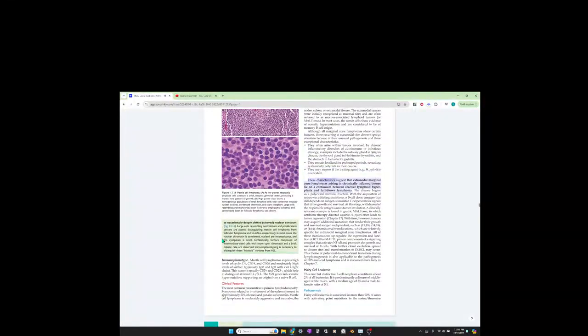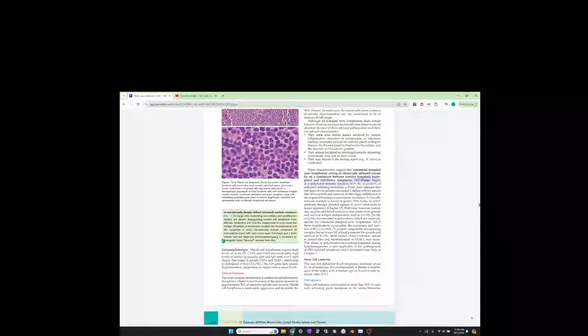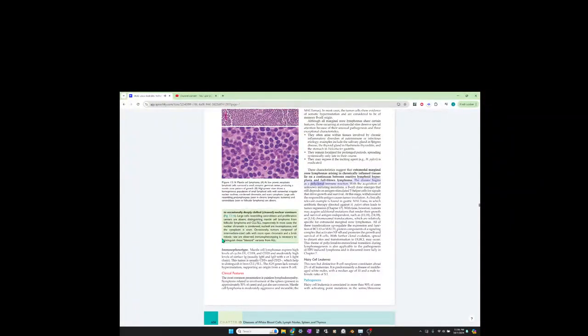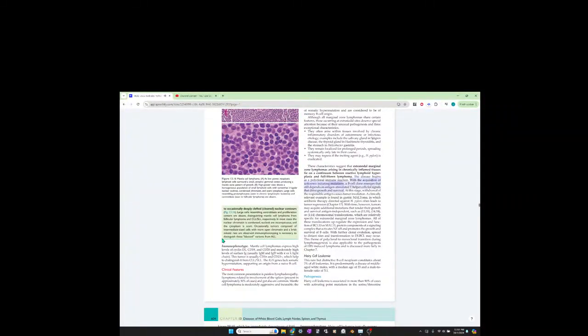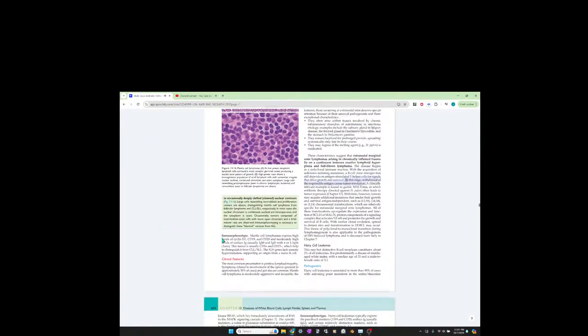These characteristics suggest that extranodal marginal zone lymphomas arising in chronically inflamed tissues lie on a continuum between reactive lymphoid hyperplasia and full-blown lymphoma. The disease begins as a polyclonal immune reaction, with the acquisition of unknown initiating mutations. A B-cell clone emerges that still depends on antigen-stimulated T helper cells for signals that drive growth and survival. At this stage, withdrawal of the responsible antigen causes tumor involution.